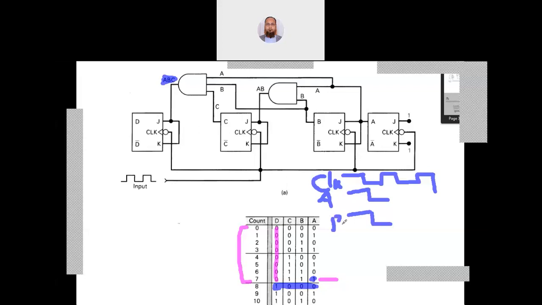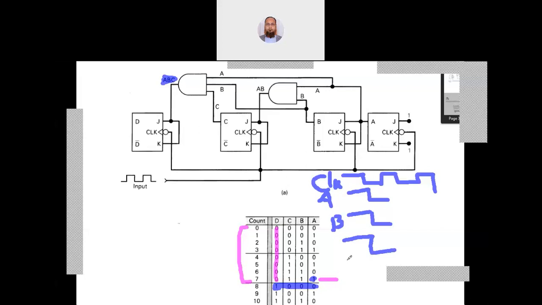Since A and B both were high, so A into B will be high, and JK inputs is 1, and the clock comes, so this will also change to the lowest state. So the C will also change to the lowest state.